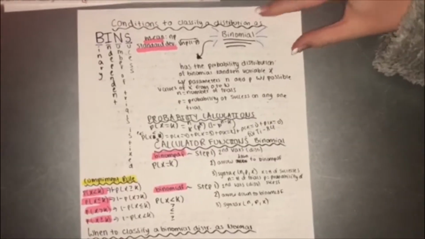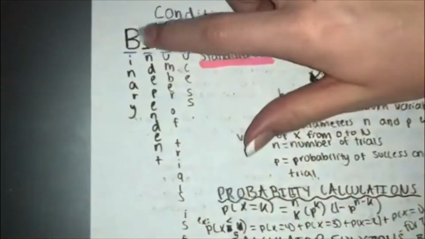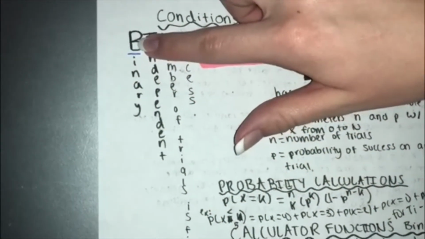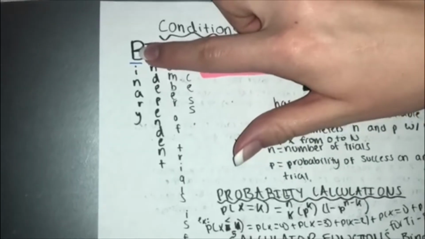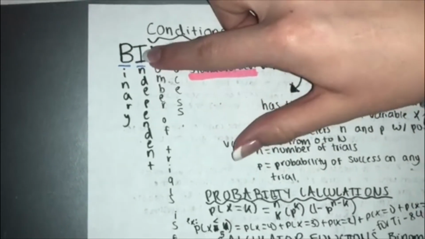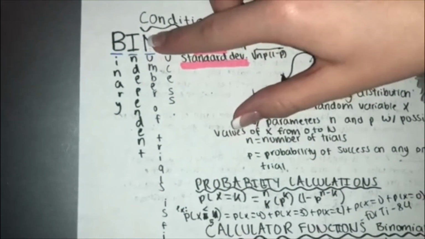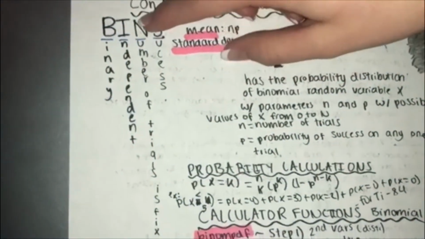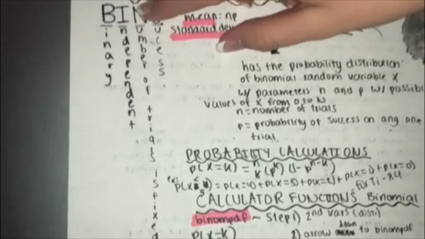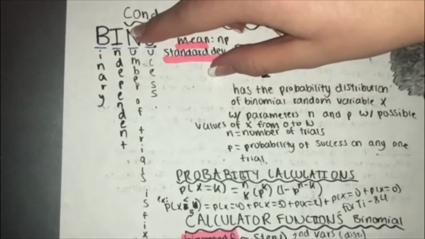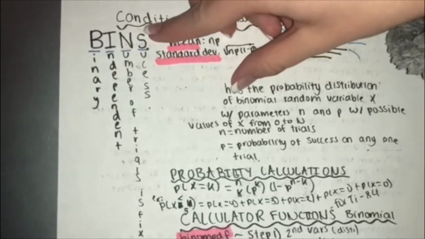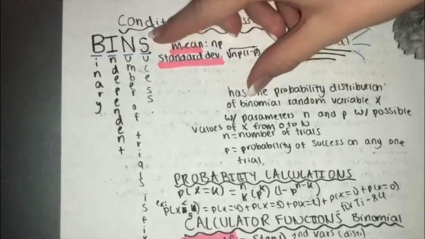Conditions to classify a distribution as binomial follow this acronym called BINS. So B is binary, and what that means is that there should be a success and a failure that can be identified. I stands for independent, which means that each trial should be independent of the other trials. N stands for the number of trials, which means that there needs to be a fixed number of trials. And S stands for success, which means there needs to be the same probability of success for each trial.